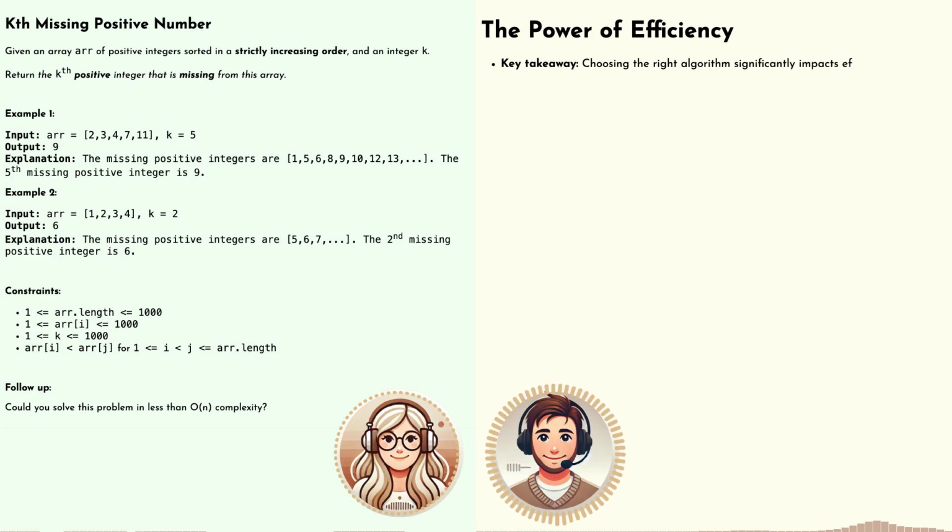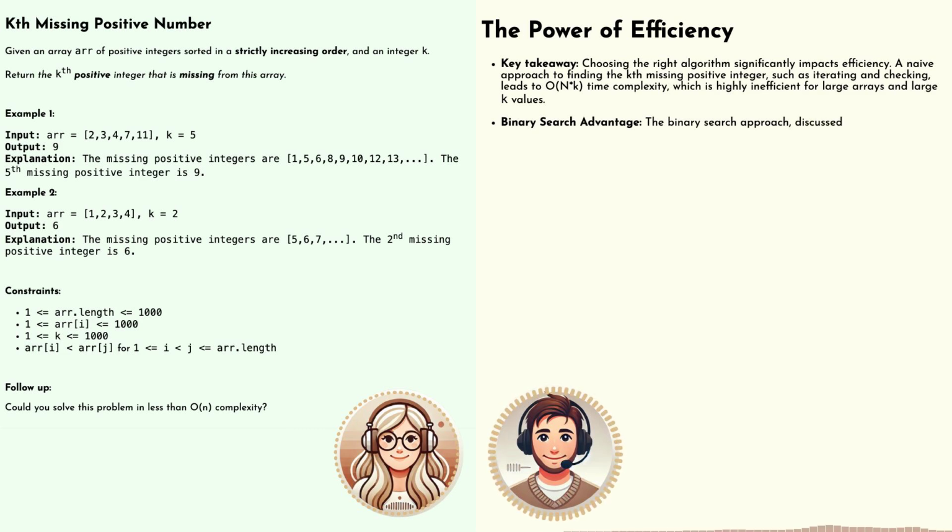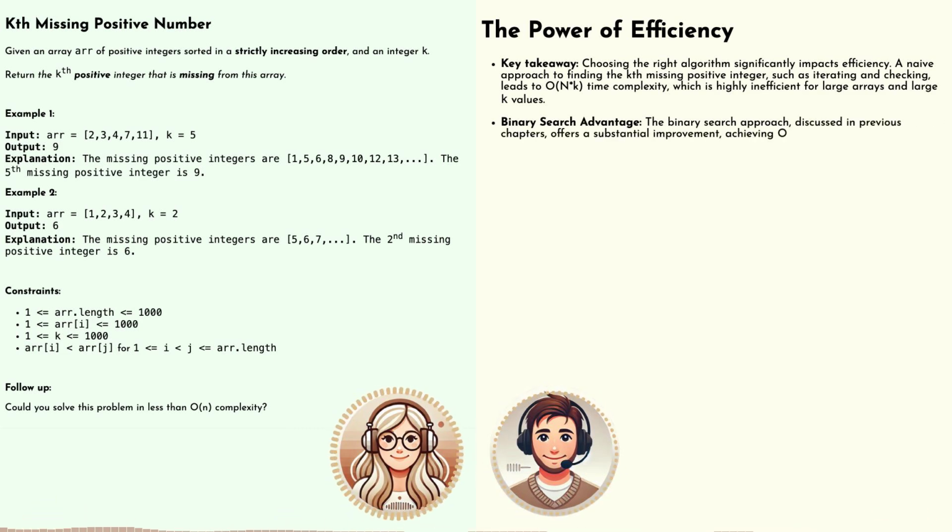It's pretty neat, right? It's like we're using the array itself as a map to guide our search, instead of just checking every single number. And that's why binary search is so powerful. It's so efficient. It turns a potentially slow linear process into a much faster logarithmic one.